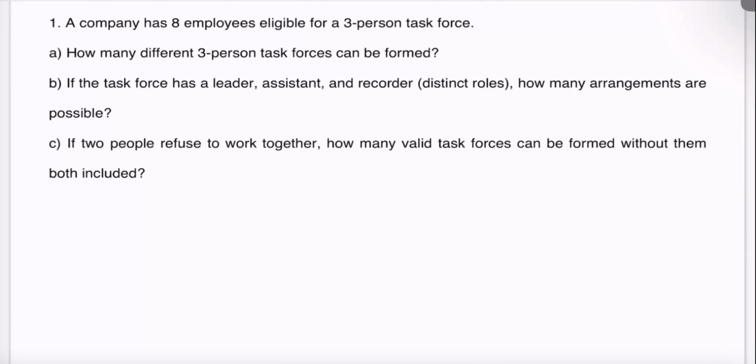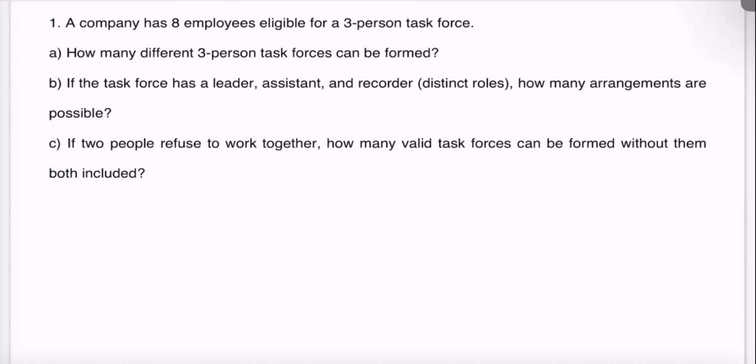Welcome back. Today, we're going to be going over 3 examples of word problems related to permutations, combinations, and factorials. All right, so question 1 says a company has 8 employees eligible for a 3-person task force. A asks how many different 3-person task forces can be formed.